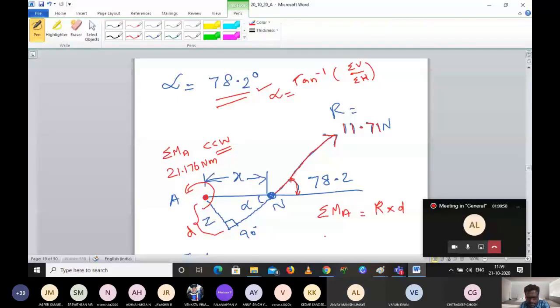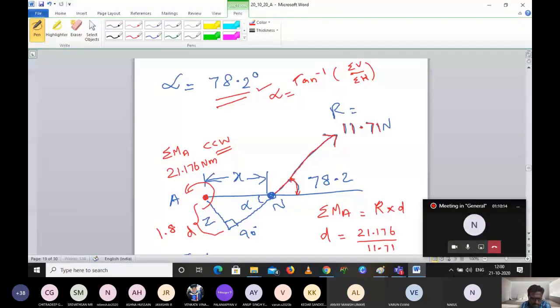Moment equals R into D. So D will be, can you tell me what is the answer? D equals 21.176 divided by the value of the resultant, 11.7. So you get 1.8, sir. Yeah, very good. You got 1.8.